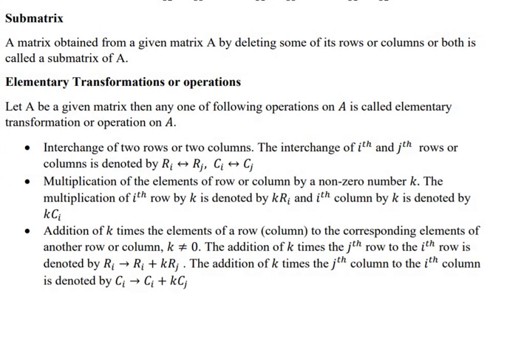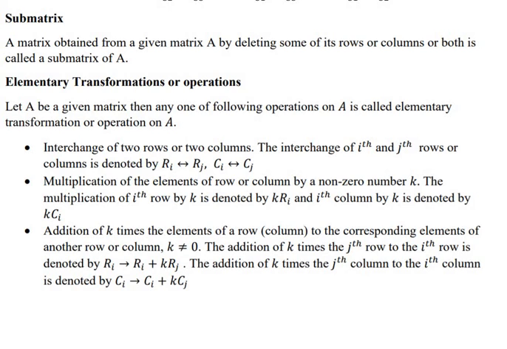Next is submatrix. A submatrix obtained from a given matrix A by deleting some of its rows or columns or both is called a submatrix of A. That is, a matrix obtained from the given matrix by deleting the corresponding rows or columns or both is called a submatrix of the given matrix A.